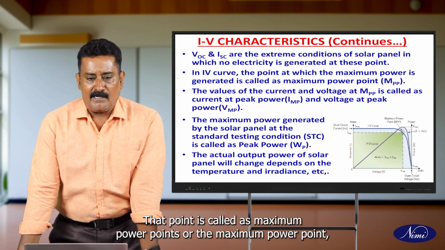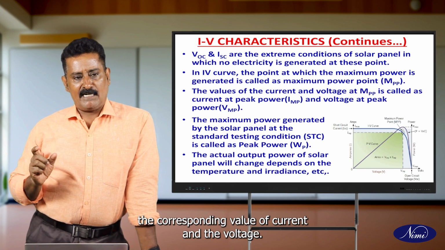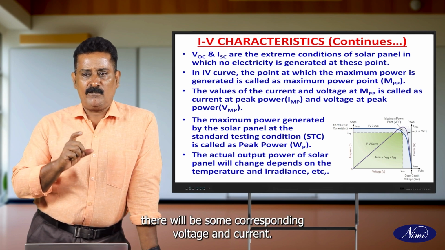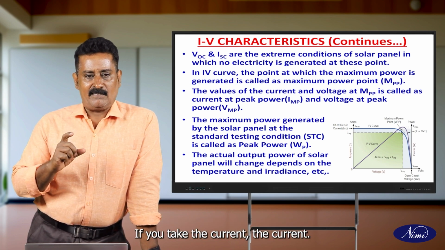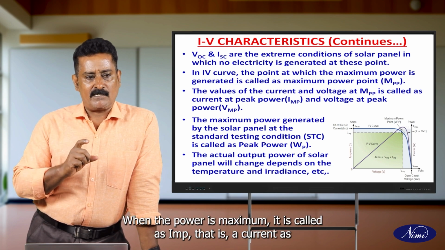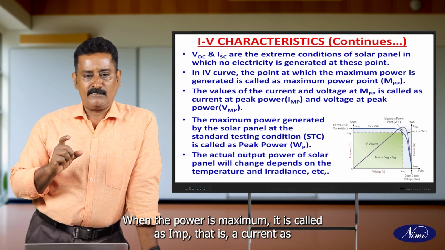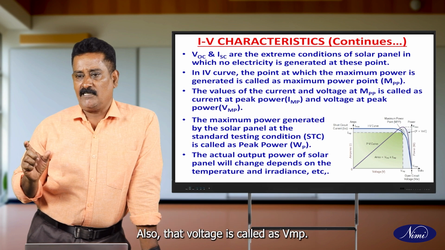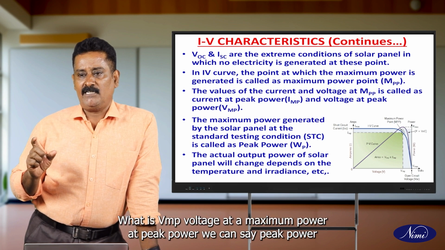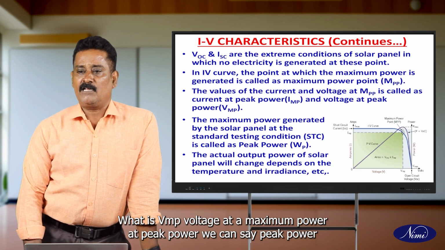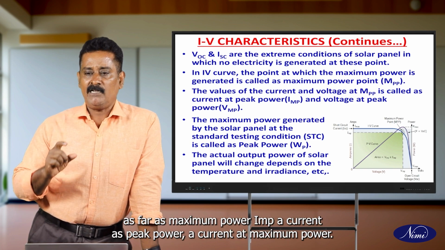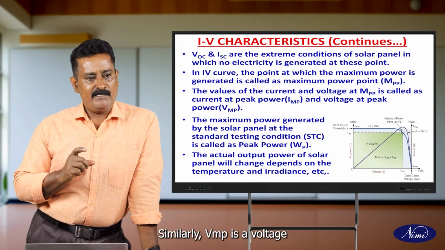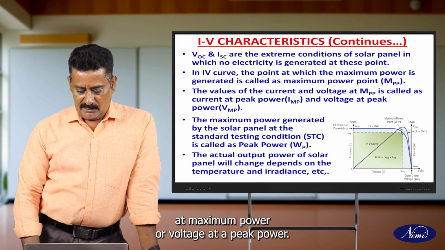At the maximum power point, there will be some corresponding voltage and current. The current when the power is maximum is called IMP, the current at maximum power point. Similarly, at the maximum power point you will get a corresponding voltage, called VMP. What is VMP? Voltage at maximum power or peak power. We can say peak power as well as maximum power. IMP is the current at peak power, and VMP is the voltage at maximum power.